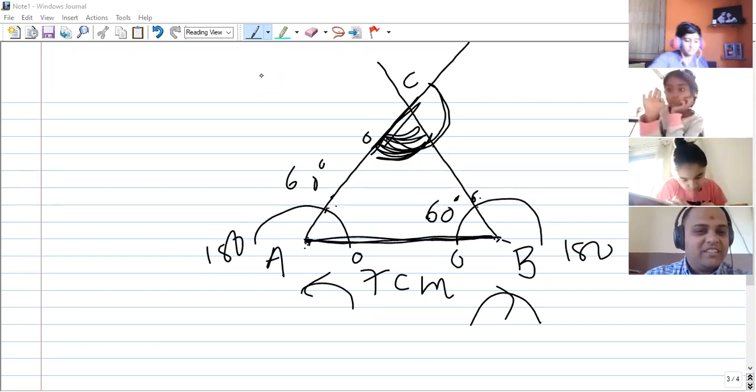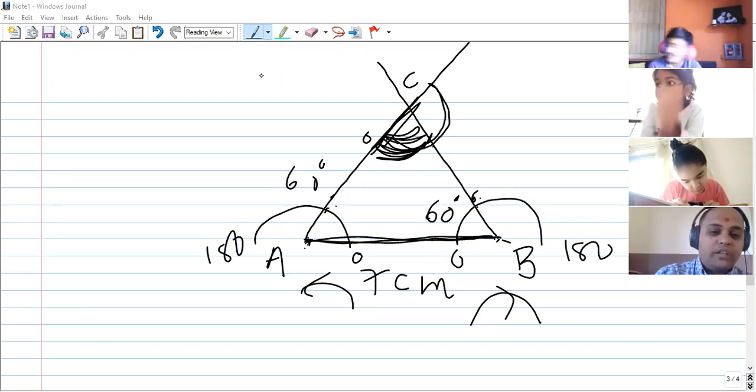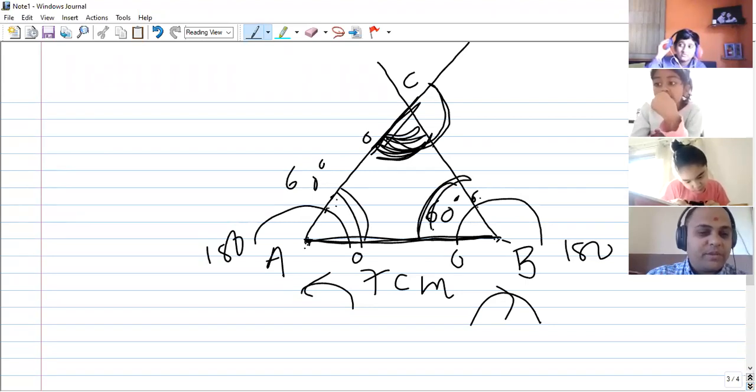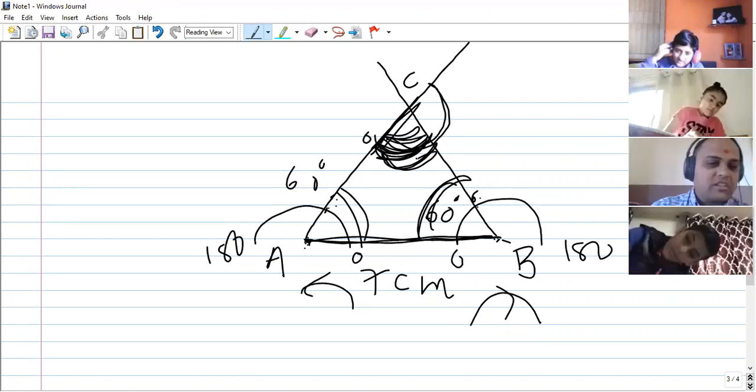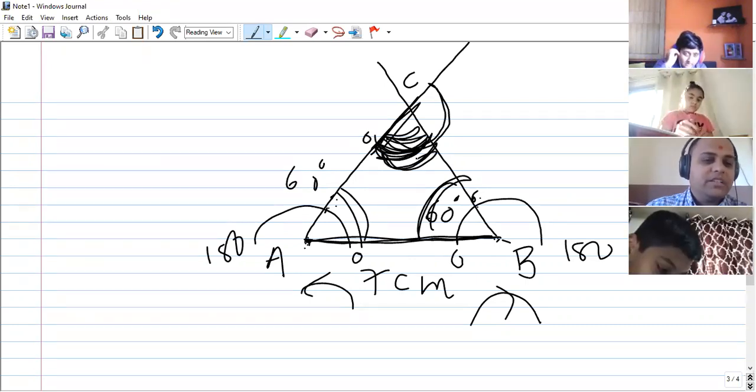Yes, Dirja. Sir, 80 degrees. No. If you have measured these two angles perfectly at 60 degrees, then the third angle inside, between these two lines, will be 60 degrees only.